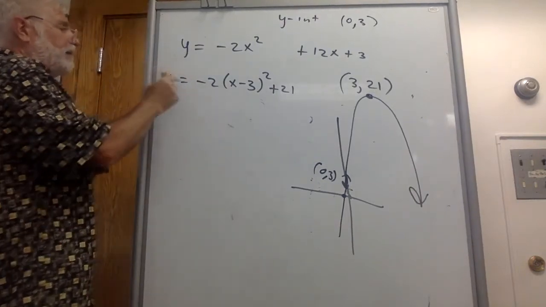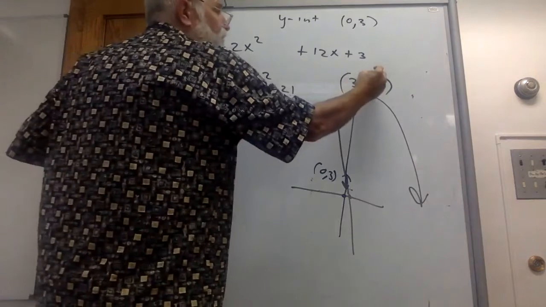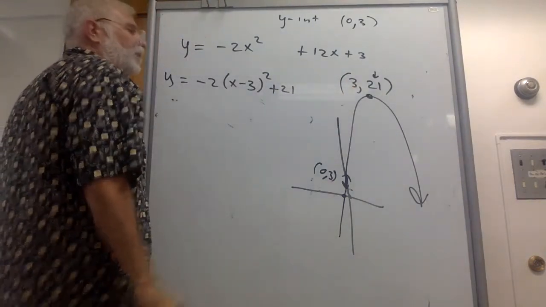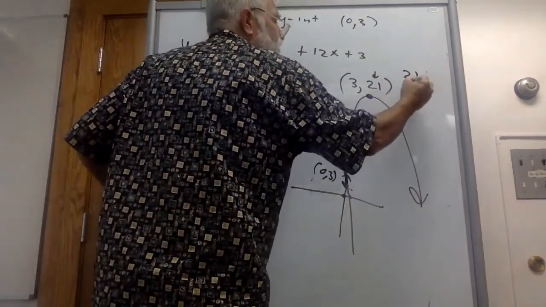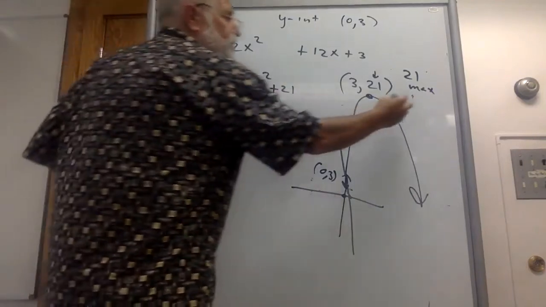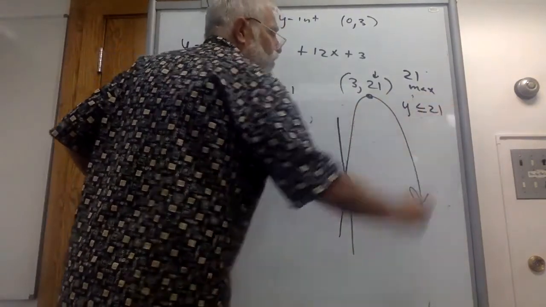I might ask you that. This is the maximum value. If I ask for the maximum value, I don't want you to say 3 comma 21. I just want you to say 21 is the max. I might ask you about range. The range of this function is all y values less than or equal to 21.